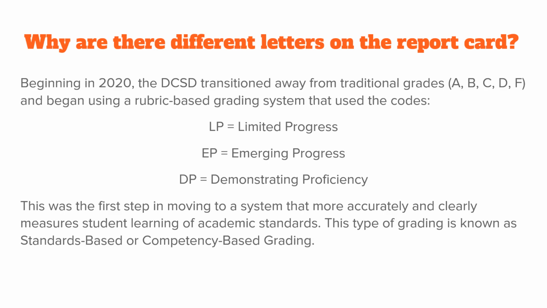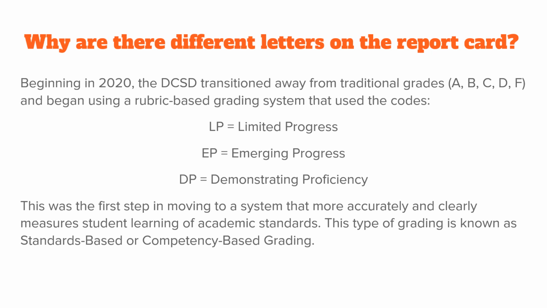So we'd like to begin by talking a bit about the different letters on the report card. As you probably remember, beginning a couple of years ago, we transitioned away from traditional letter grades, the A, B, C, D, F, and we began using a rubric-based system that uses the codes LP, EP, and DP. We did this as a first step towards moving toward a competency-based or a standards-based reporting model.